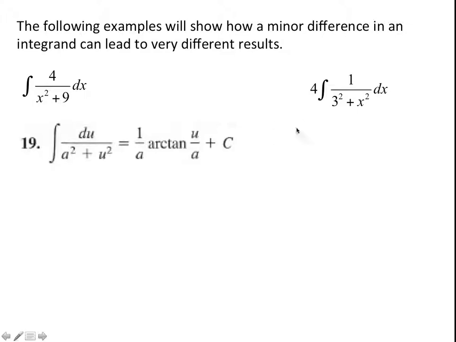And then we can just identify the a and the u just by looking in that format. So we know that the a matches up with a 3 and the u matches up with an x. So now that we know that, we can match those up with the answer format. So we know we have a 4, and then we have a 1 over a, so that's going to be 1 over 3. And then we have a fraction out here, u over a, so that's, using these values, going to be an x over 3. So that is the antiderivative for this question.